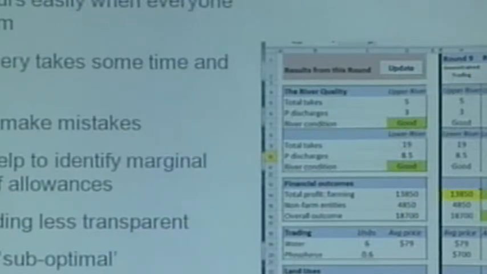Informal trading, just with your neighbor, is easy. It's less transparent, and it can be suboptimal. It's easier to do trades with your neighbor, but you might actually have discovered that somebody who you don't know, who lives across the other side of the catchment, may have been willing to pay you a lot more for your unit than you sold it to your next door neighbor for.